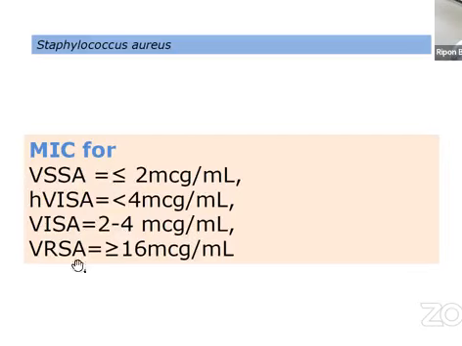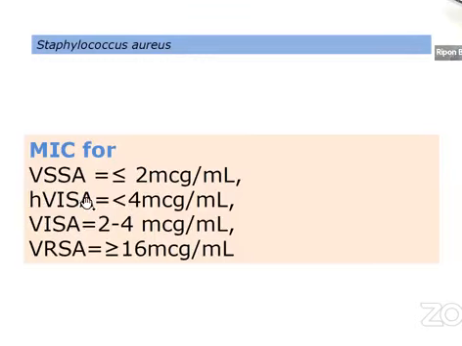Actually, this presentation was given a few weeks ago, and recently I have gone through the CDC guideline. It says that vancomycin-resistant Staph aureus is an MIC of 16 micrograms per ml or more, and vancomycin-sensitive Staph aureus is defined as an MIC of 2 micrograms per ml or less. In VISA, it is 4 to 8 micrograms per ml. And what about hVISA?